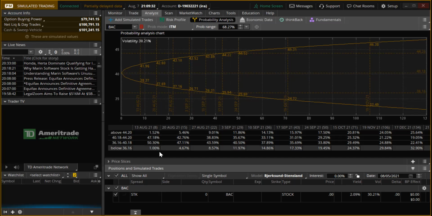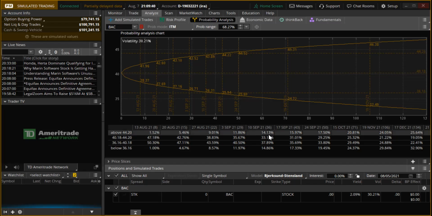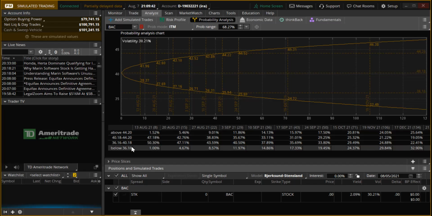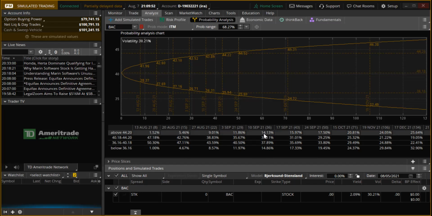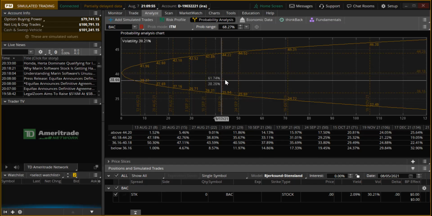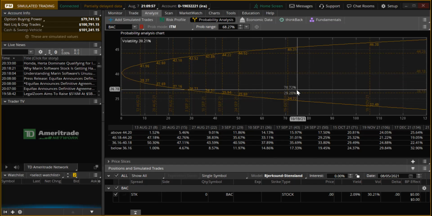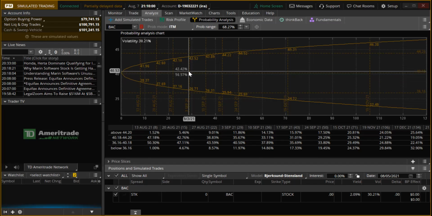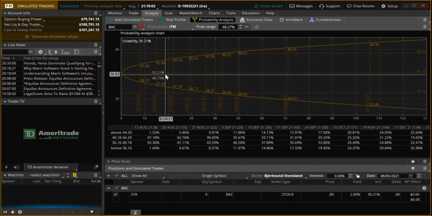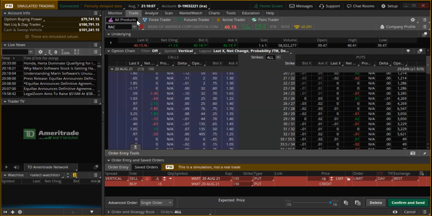Now, the cool thing is you can look down here, and I can pull up September the 10th, and I can check out these prices here. The chances that it's going to be below 36.16, there's about a 15% chance that it will end up lower than that. And you can kind of use that as a guideline. Now, this is a cool tool to look at and just kind of get a visual for where it might land. But something that I tend to use more recently is actually under the trade tool.